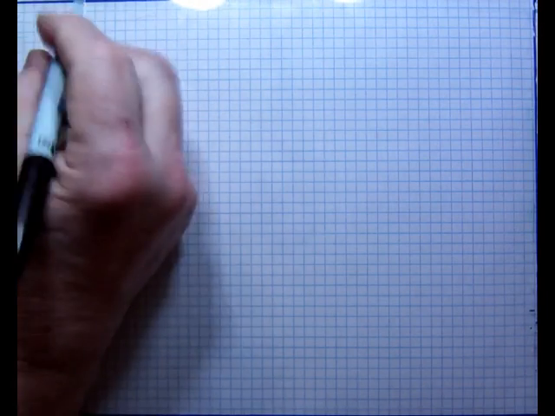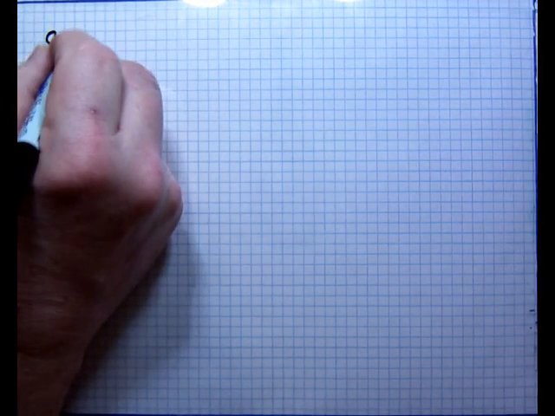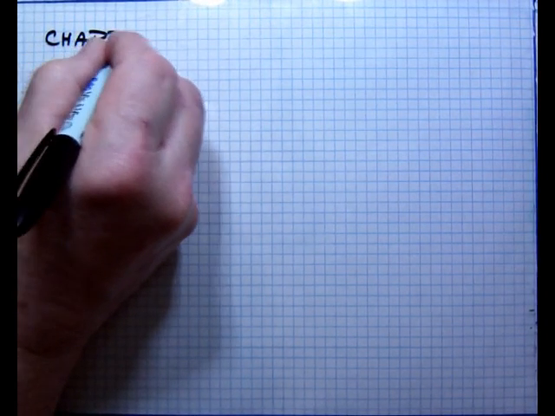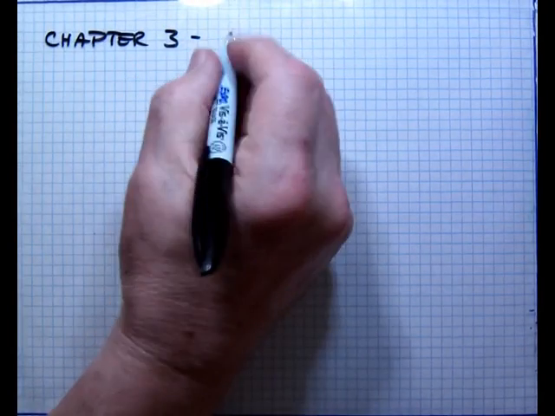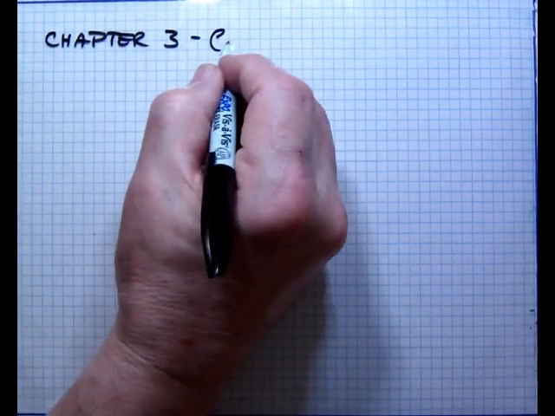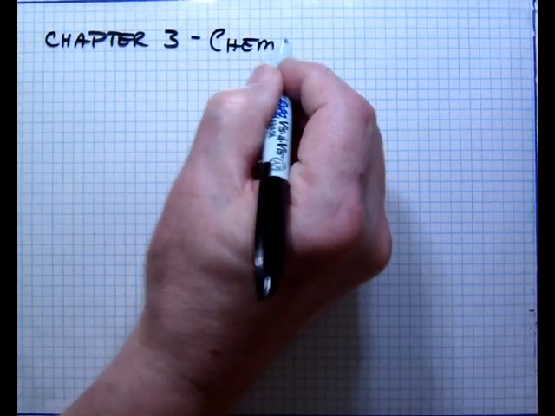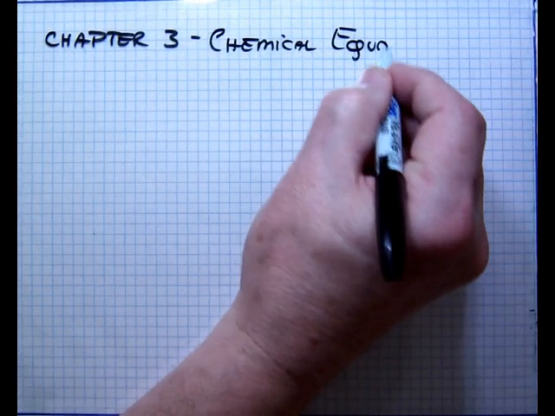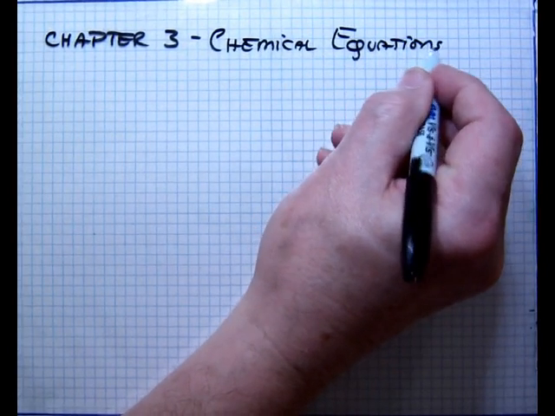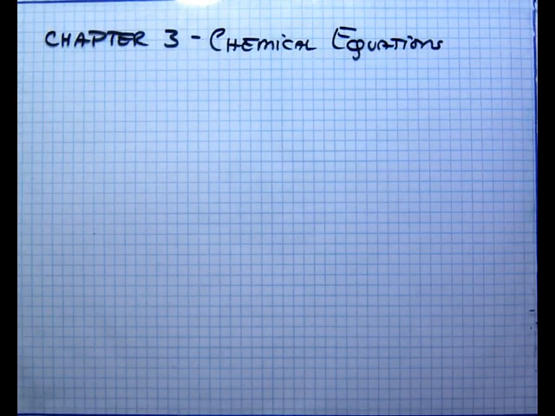This is Chapter 3 of my lecture outline series, and it is on chemical equations. Everybody should know what a chemical equation is from a context standpoint.